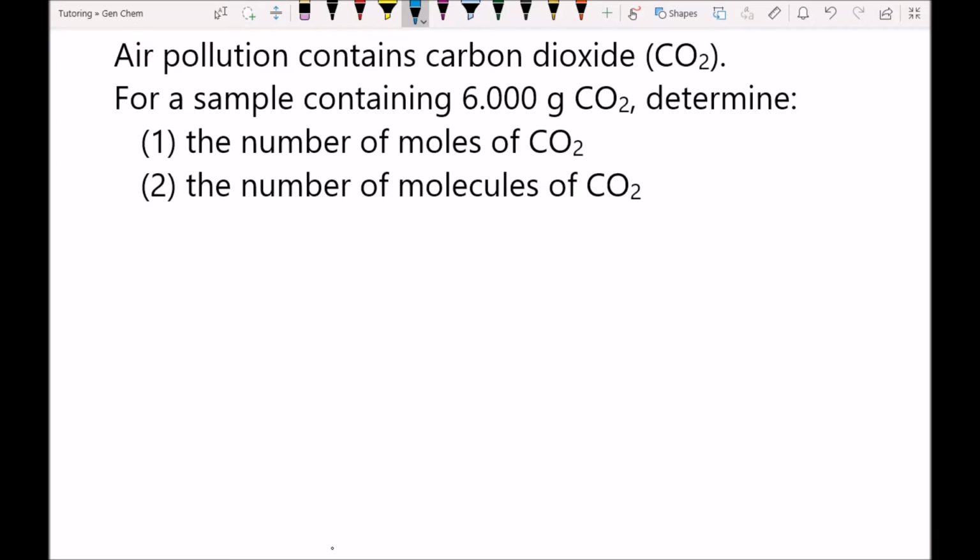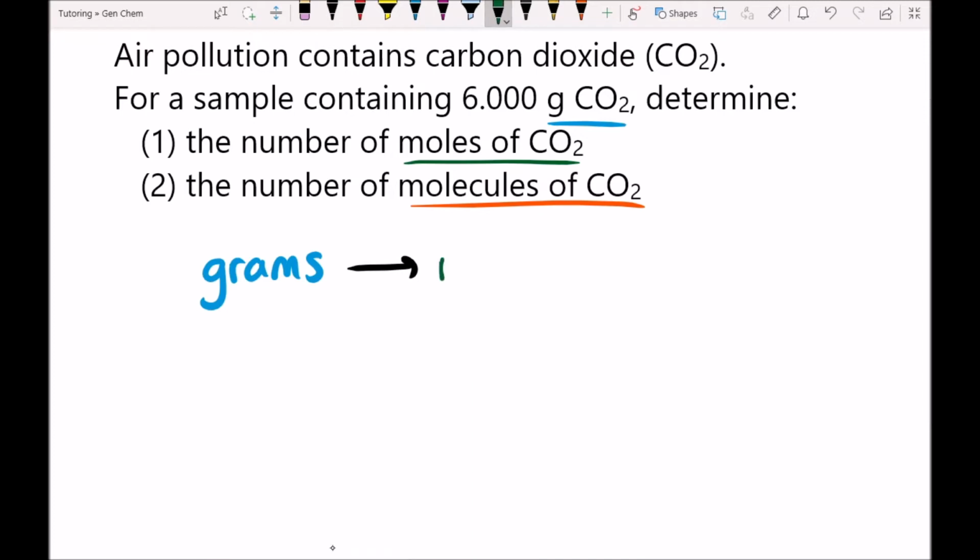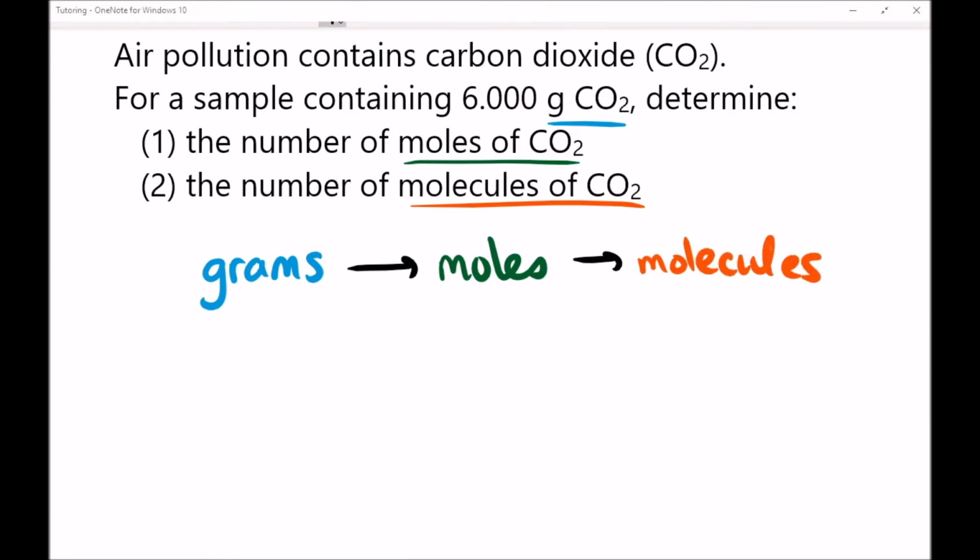So this problem is all about unit conversion. We're given grams of CO2, and then we want to calculate the moles of CO2 from grams, and then we want to determine the number of molecules of CO2. So visually, we're going from grams to moles to molecules. Right? And like I said, this is all about unit conversion. So we're going from grams to moles and moles to molecules.